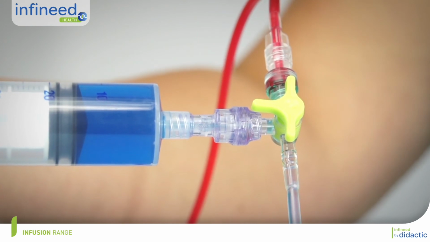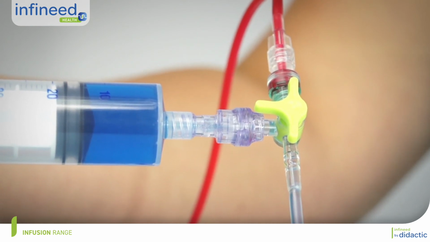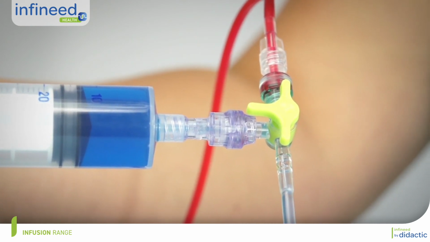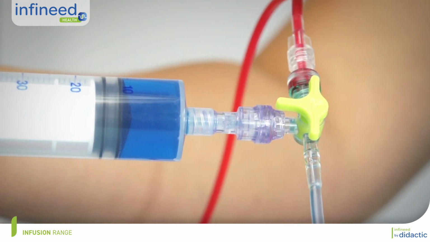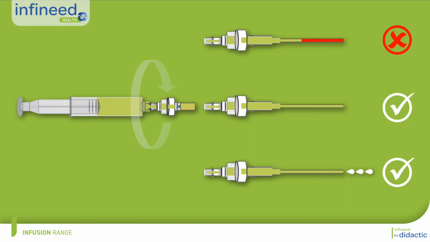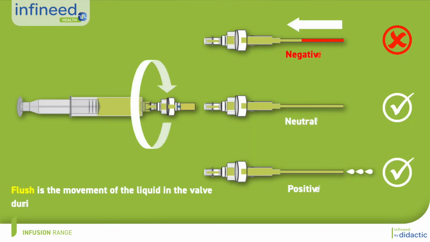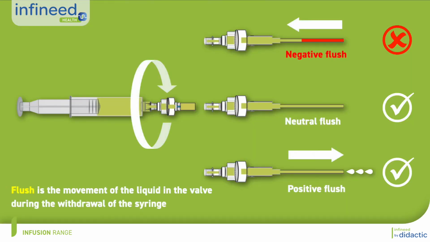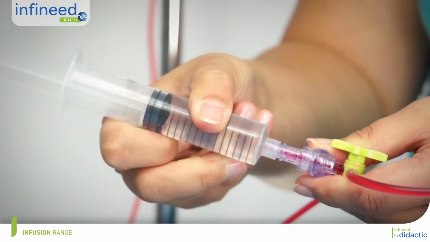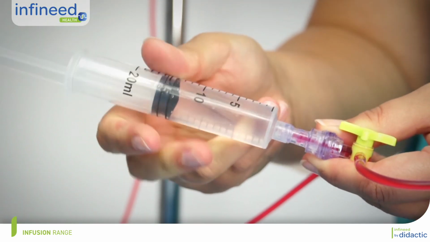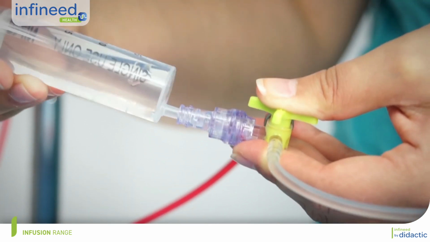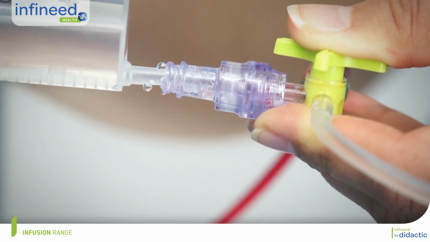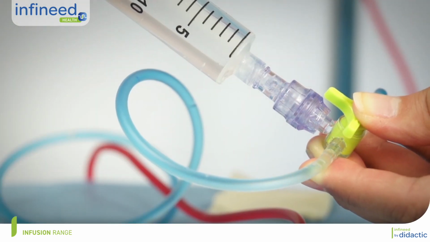The criteria for choosing a bidirectional valve are the transparency of the valve, the simplicity of the mechanism, the suitability of the valve's pressure resistance for its purpose, and the use of neutral or positive flush valves. Injection should preferably be done with a Luer lock syringe to avoid leakage. After administration or collection, a bidirectional valve should always be flushed.